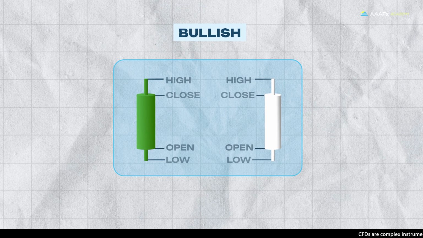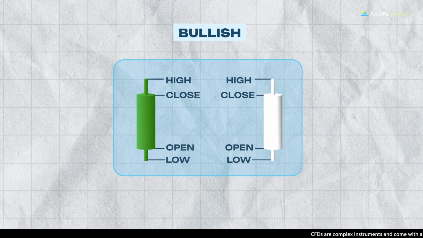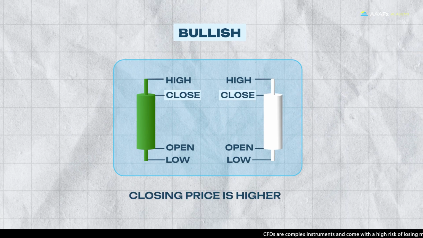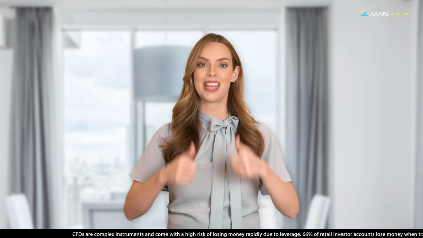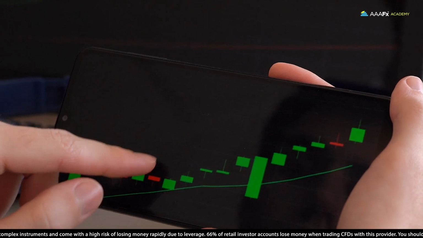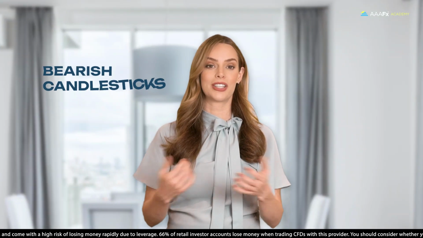A bullish candlestick appears with a green or white body, indicating that the closing price of the trading instrument is higher than the opening price. This suggests that buyers have dominated the market during that time, driving prices upward. It signifies a positive sentiment and potential for price increases. Now let's move to the bearish candlestick.